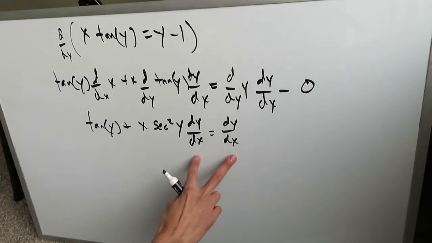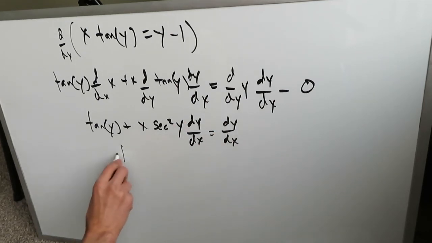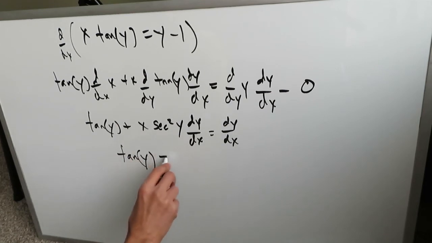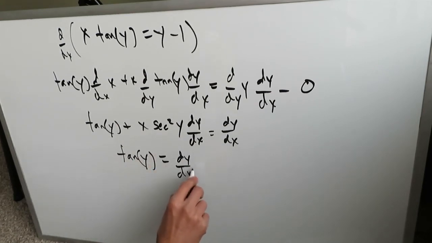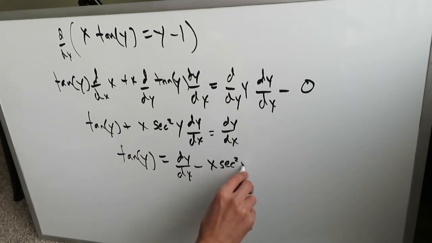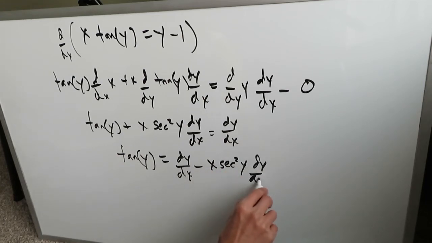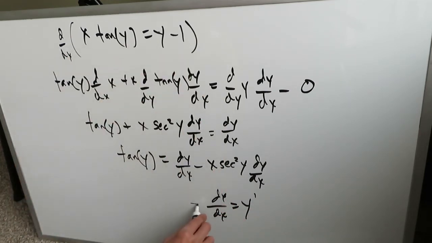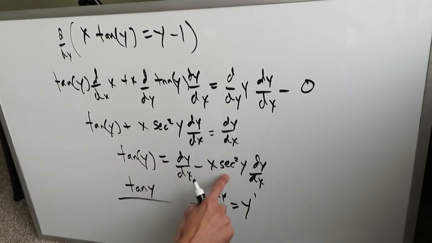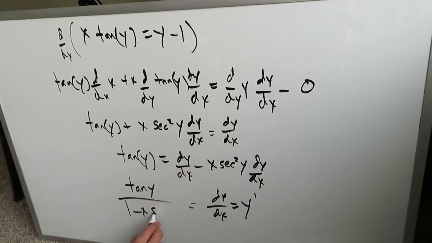Isolate the dy/dx. Let's bring this to the other side and keep the tan y over here. Nothing wrong with doing that. Tan y is equal to dy/dx minus x secant squared y dy/dx. Isolate the dy/dx. The implicitly derived derivative of your function is going to be equal to tan y divided by this. When you isolate dy/dx, you're getting a 1 over here. You get 1 minus x secant squared y.